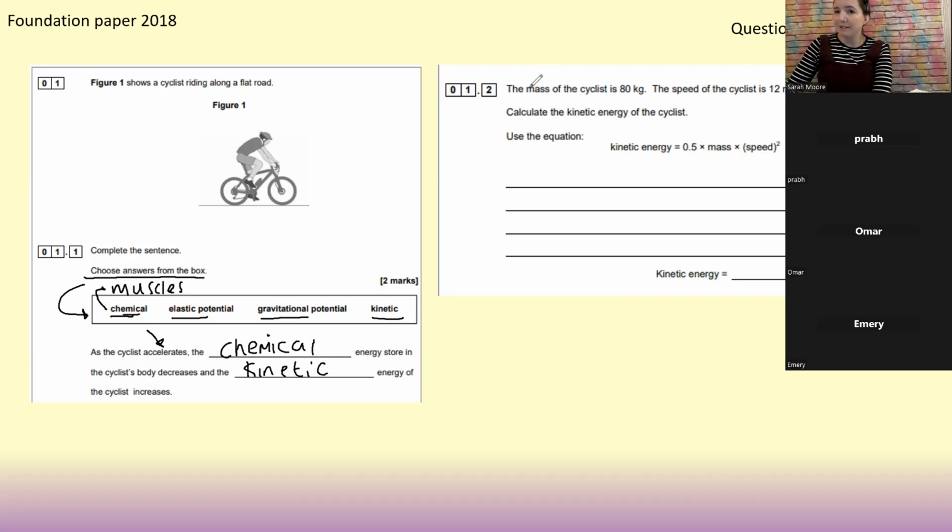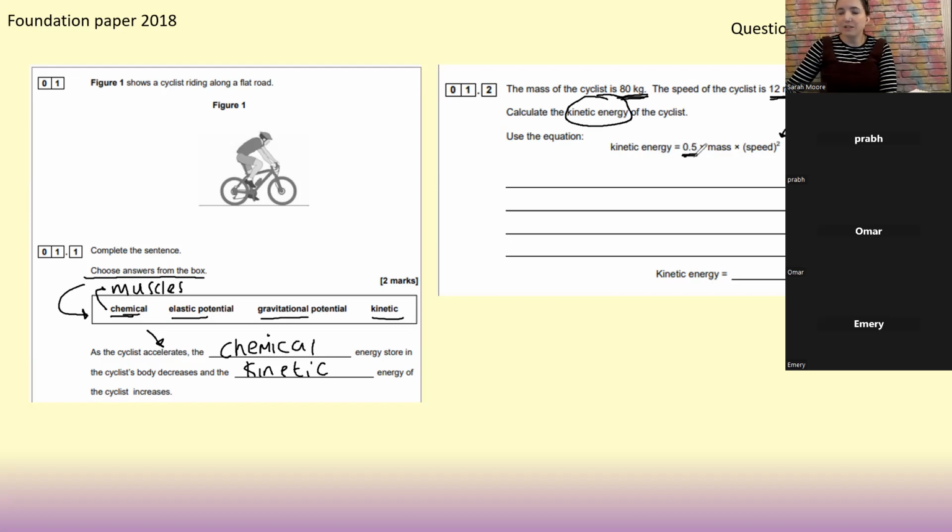And we now have a calculation to do. The mass of the cyclist is 80 kilograms. I'm going to underline that because that's a number that I'm going to need to use. The speed of the cyclist is 12 meters per second. I'm going to underline that as well. Calculate the kinetic energy of the cyclist. And we have the equation. Kinetic energy equals 0.5 times mass times speed squared.